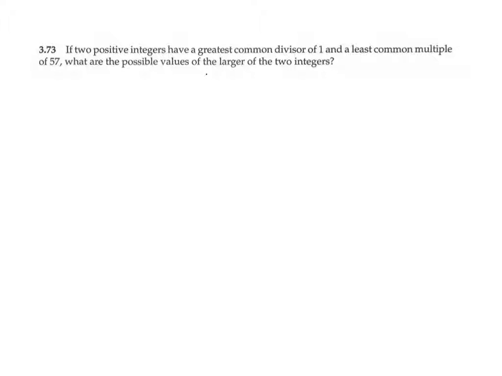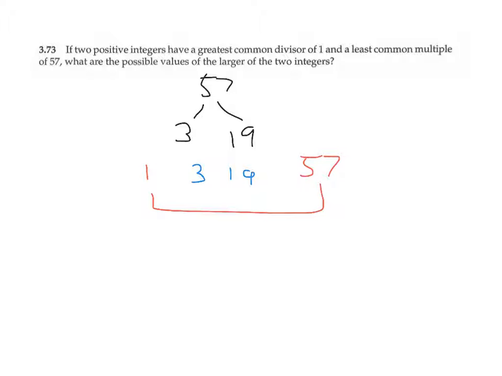So if we think about 57, the prime factorization is 3 and 19. And so the ways to make 57 are 1 paired up with 57, or 3 paired up with 19. That's the only two ways to make it. Okay? And so you could use either of these two pairs, and they both have the same least common multiple.